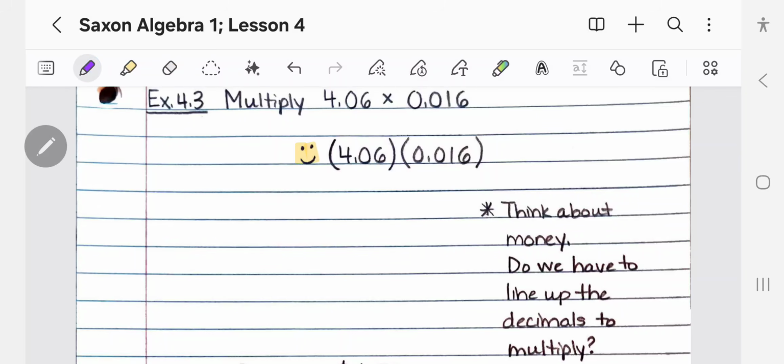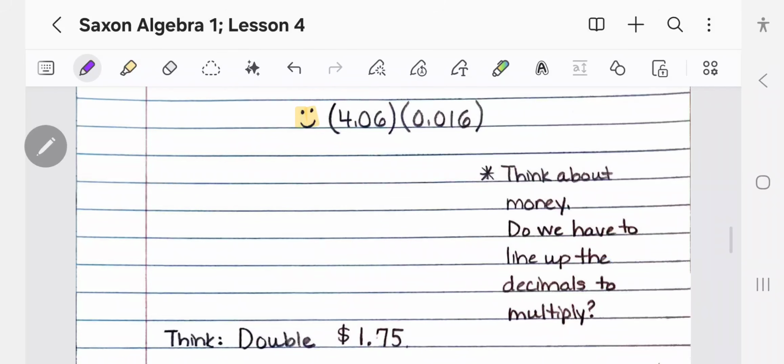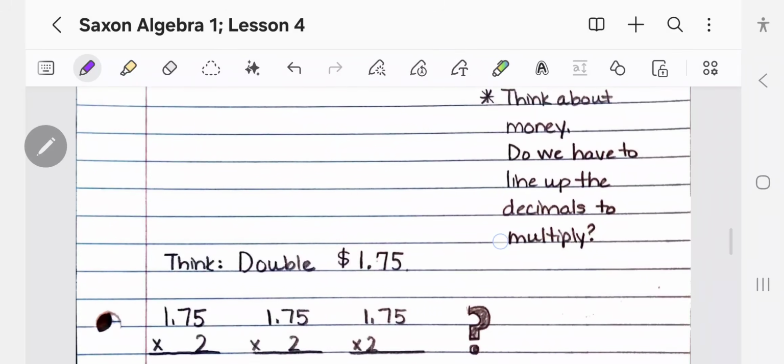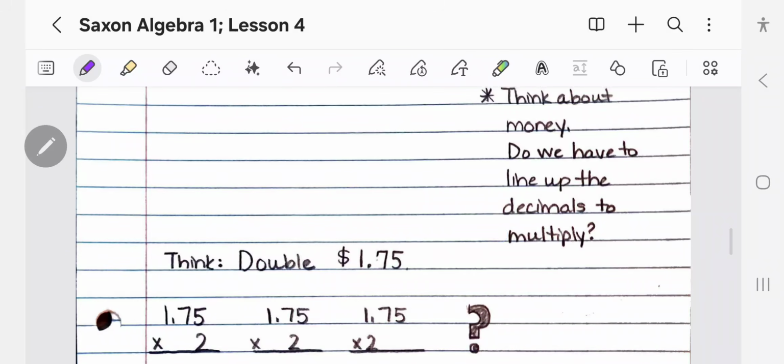Well, let's take an example of money and see how it works. Sometimes when I have trouble knowing how to do something in math, I think, well, is there an easier example that I could do? And sometimes I just make up an easier example and I try it and I see what I learn from it. All right, so if I'm going to double $1.75, how would I write it? Would I do $1.75 times 2 written like that, times 2 written like that?